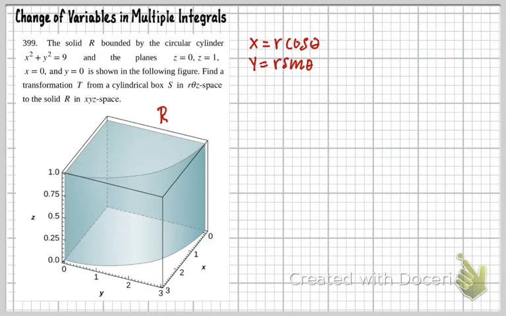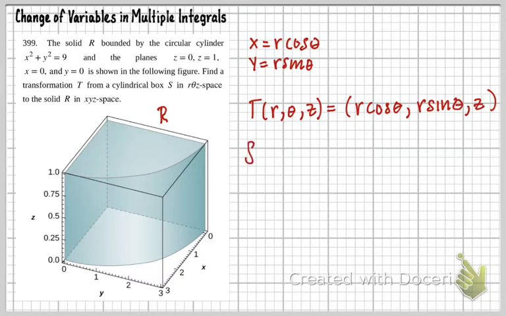So we have our T, and that's going to be r theta z. Our x then is going to be r cos theta, our y is going to be r sine theta, and our z is going to equal z. It's really just that fast. Now, one thing about this as well is we have to look at the parameters for S here. So we have to describe S. What is S? So think about our theta here.